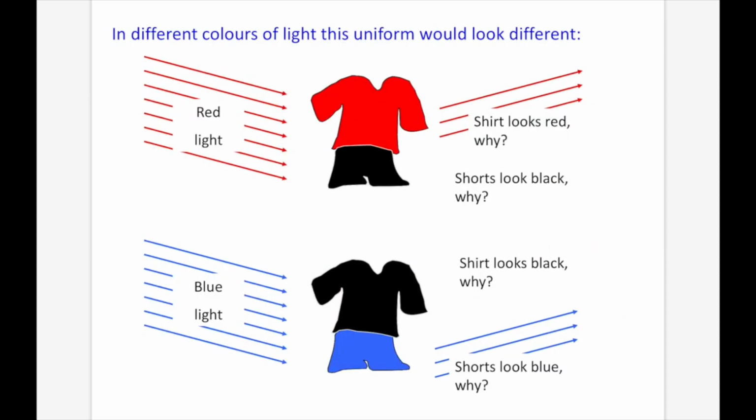So if we only shone red light at this red-blue combination, the red shirt would still reflect the red because red is available. But since there's no blue available, there's nothing to reflect, so our blue pants actually look black. And then likewise, if we only shone blue light, the blue pants would still reflect the blue, so that's fine. But the red shirt would have nothing to reflect, and therefore it would appear black.